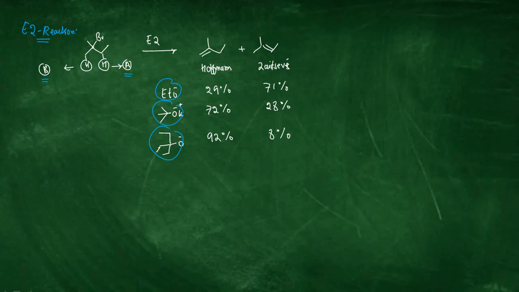If we use a less bulky base such as ethoxide, we will get a greater ratio of the stable Zaitsev product, that is 71%. If we increase the bulk of the base, the Zaitsev product will reduce in proportion, that is 28% in the case of tertiary butoxide. If we use a still more bulky base, then we will further reduce the Zaitsev product and the Hofmann product will dominate, which is 92% in this case.